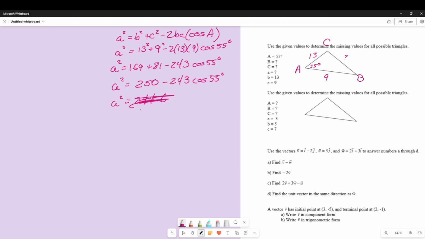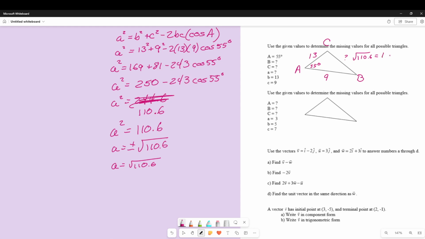$110, that looks better. 110.6. So our a squared is 110.6. So our a is equal to plus or minus the square root of 110.6. Since we're talking about an actual length, we'll certainly use the positive version, the square root of 110.6. And since we're approximating anyway, we might as well get a nice little approximation of that, which is 10.5.